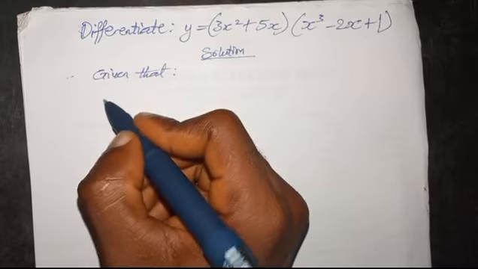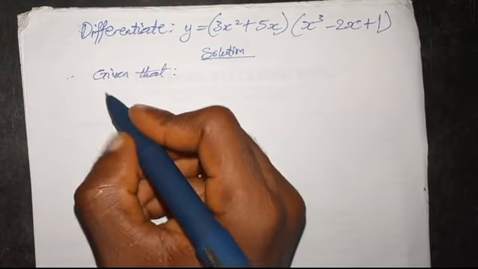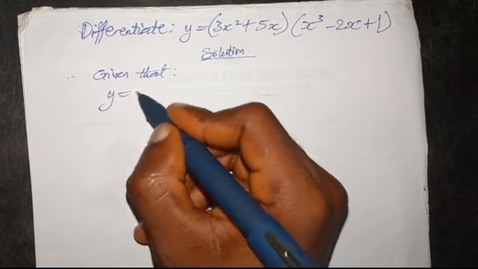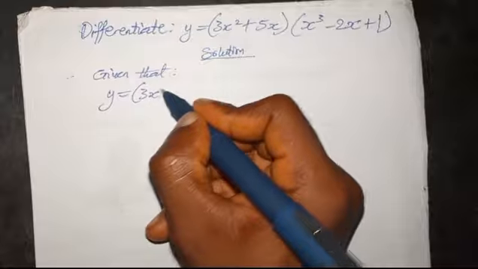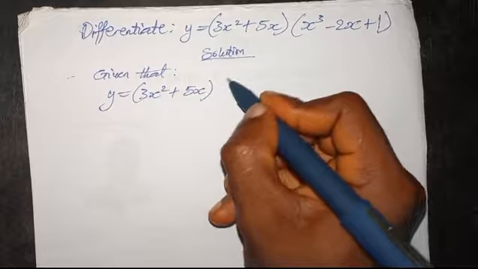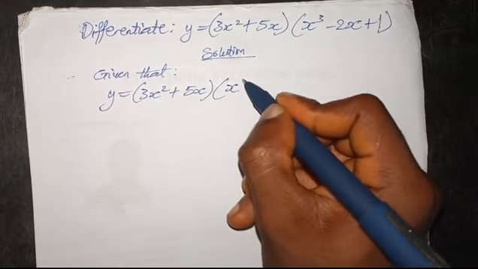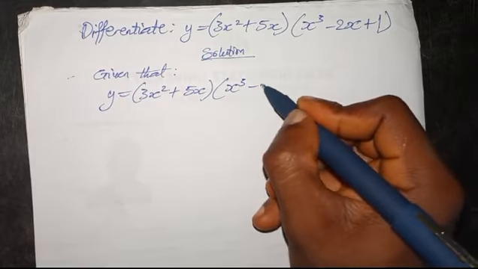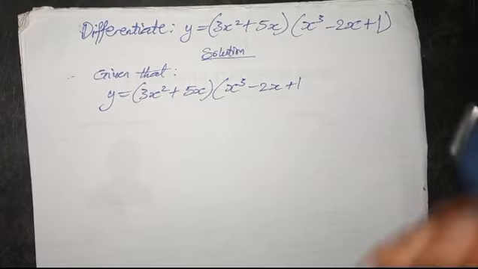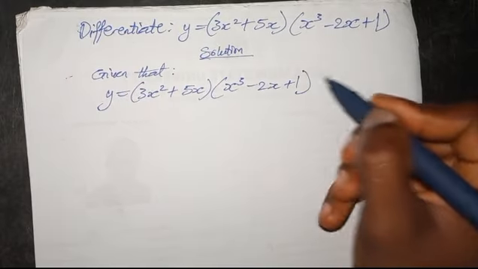Given that, I have to write it out again while solving it so that I will not stress myself looking up there. That will be 3x squared plus 5x, times the bracket open, x cubed minus 2x plus 1, and don't forget to close the bracket.